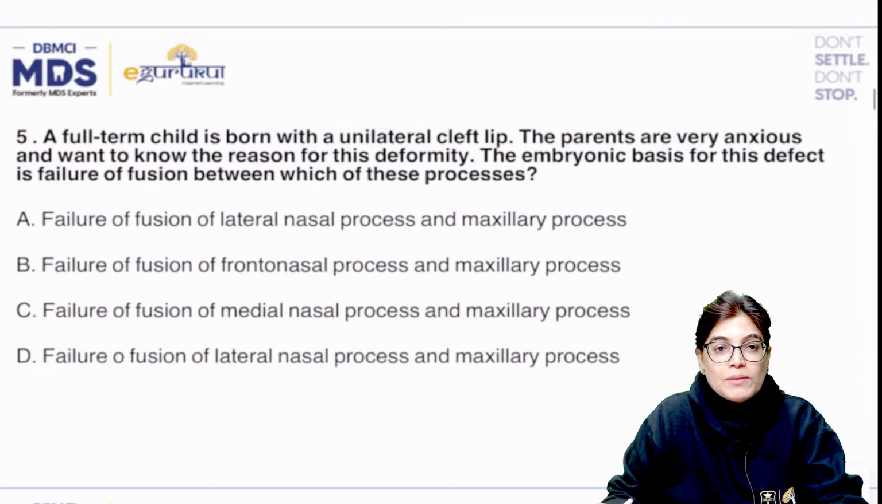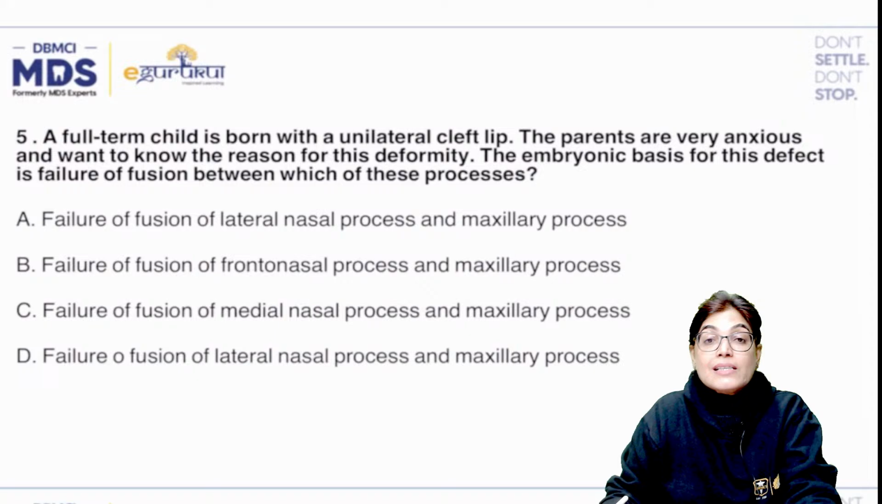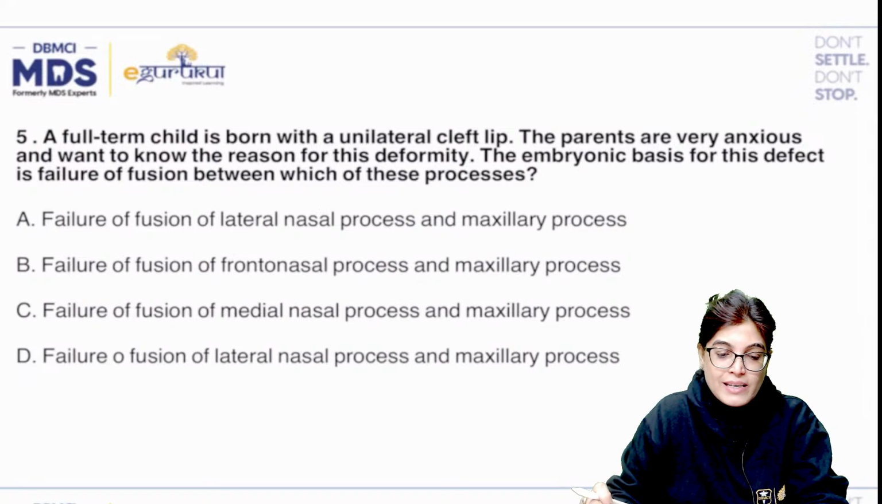Now coming to question number 5. A full-term child is born with unilateral cleft lip. The parents are very anxious and want to know the reason for this deformity. The embryonic basis for this defect is failure of fusion between which of the following processes? Option A, failure of fusion of lateral nasal process and maxillary process; failure of fusion of frontonasal process and maxillary process; failure of fusion of medial nasal process and maxillary process; failure of fusion of lateral nasal process and maxillary process.